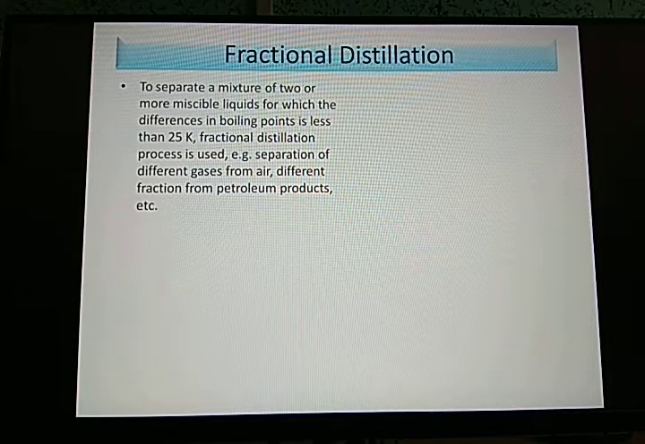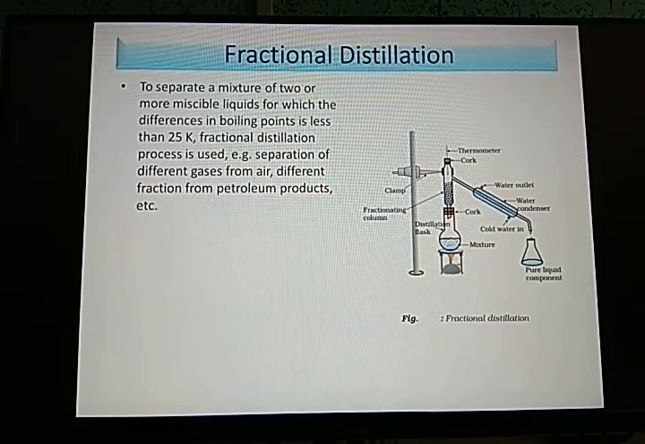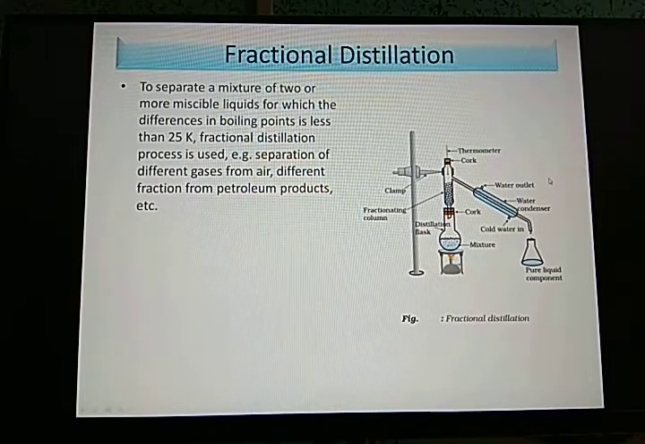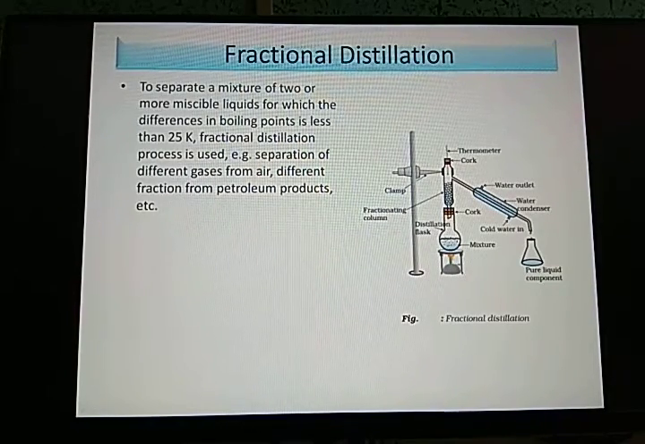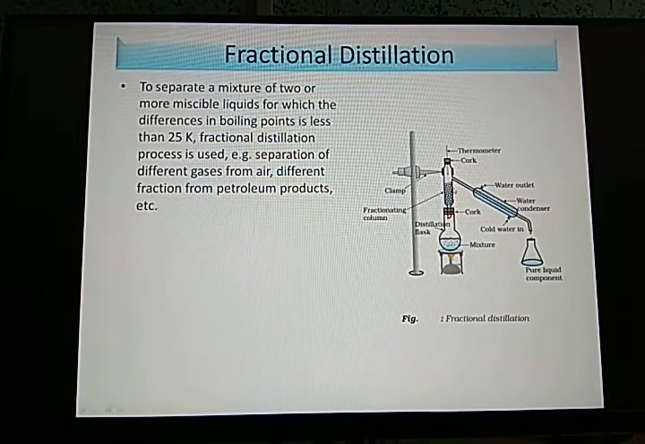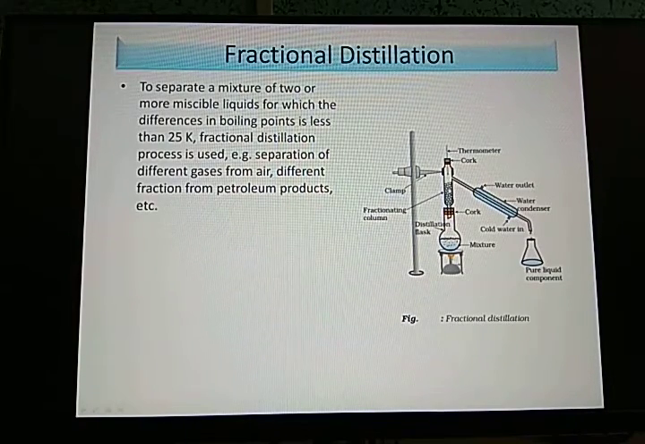Now, what actually happens in fractional distillation? Let us see from the figure. The setup is not much different from the normal distillation method. The only thing is that there is this fractionating column, which is the extra apparatus added in this setup. Earlier the thermometer was fixed at the mouth of the round bottom flask, but here it is fixed in the fractionating column. This fractionating column is filled with small glass beads. We'll come to why these glass beads are used.